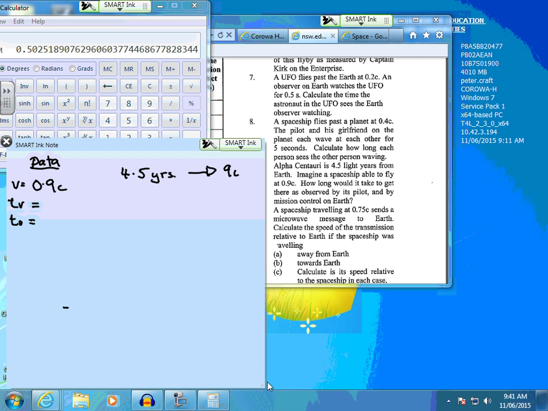No, you do need to know that. Can we make a U-turn at 90% of the speed of light? Because, first thing, Alpha Centauri is 4.5 years from Earth. Imagine the spaceship able to fly at that speed. How long would it take to get there? Oh, it is get there, sorry. Not return. I thought it was both ways.